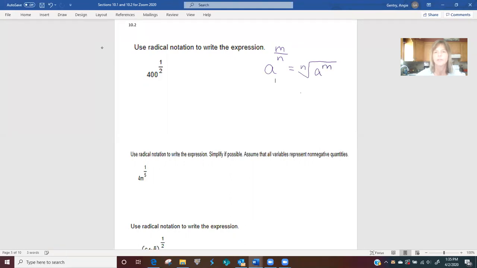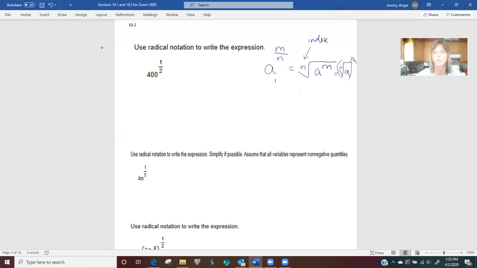What that means is that the denominator, this is called an index. We talked about that in 10.1. And the thing you need to remember is the denominator is always the index. And sometimes it helps me to put that m on the outside. It's also the nth root of a to the m.